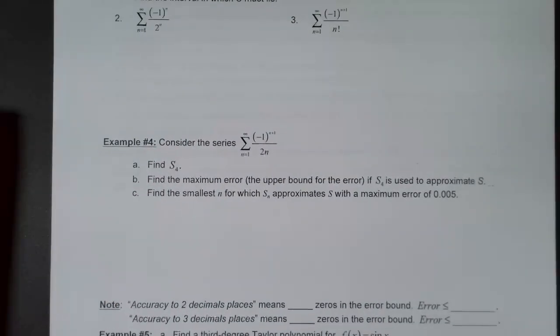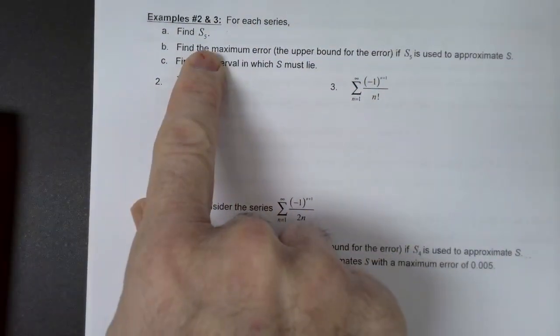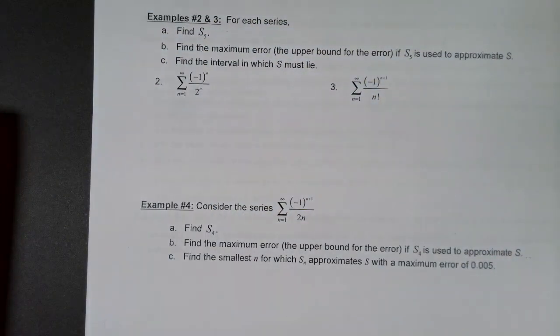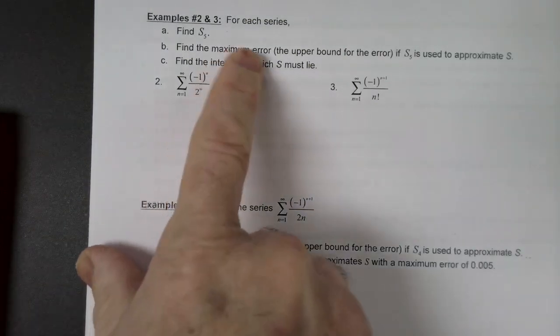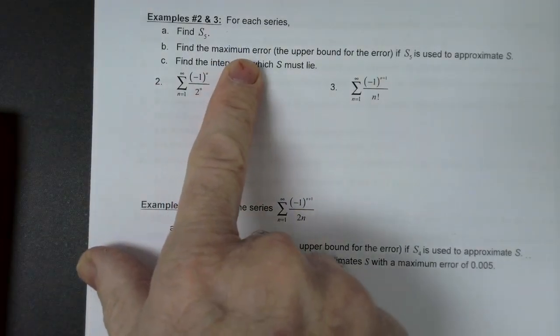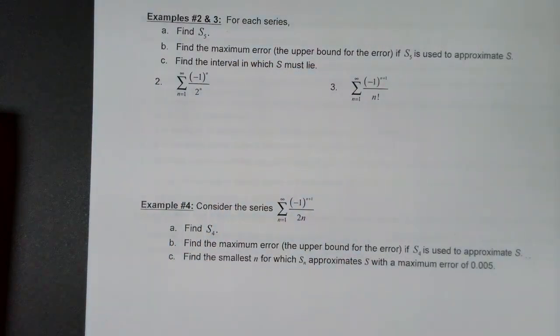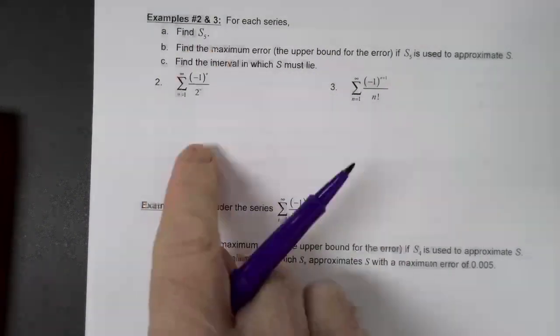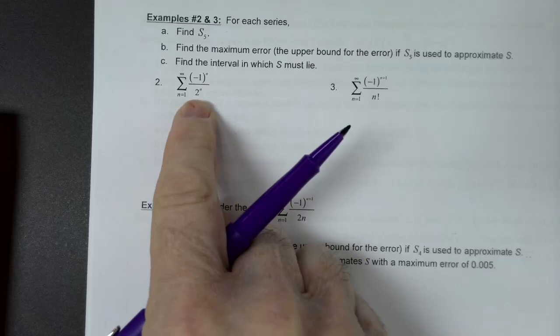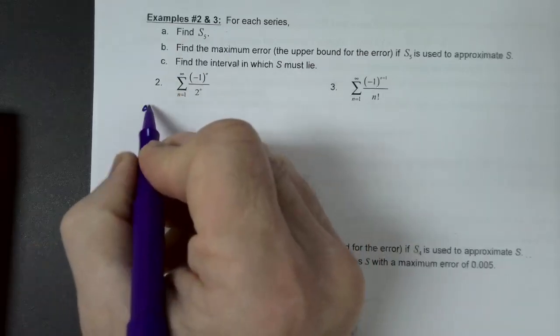We've got this series, and we're doing the 5th partial sum for this one. Using that, we'll determine the maximum error, or the upper bound of the error. And then we'll also consider on what interval S must lie. First of all, let's find our 5th partial sum of this series.